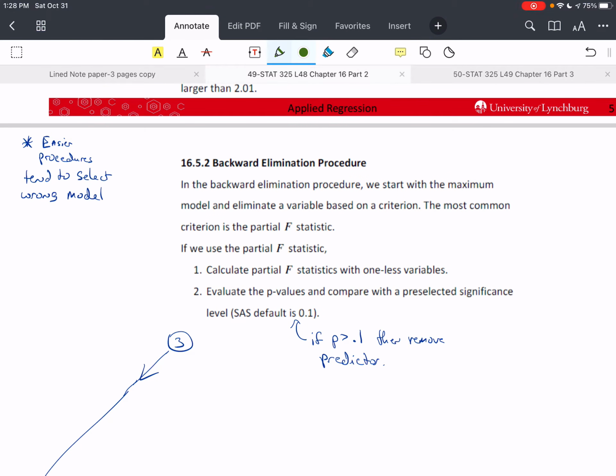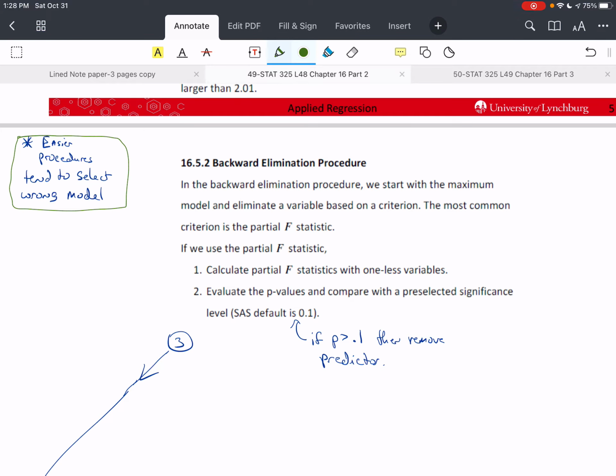Now, the instructor I took this under also says, and I think it's just true in general, that the easier procedures sometimes select wrong models. They tend to, or are more likely to, select poor models or bad models, or even a wrong model, however you want to look at it. Okay. So let's talk about backward selection or backward elimination.